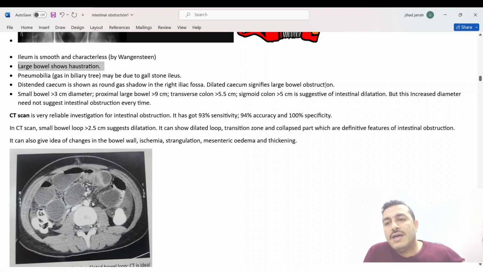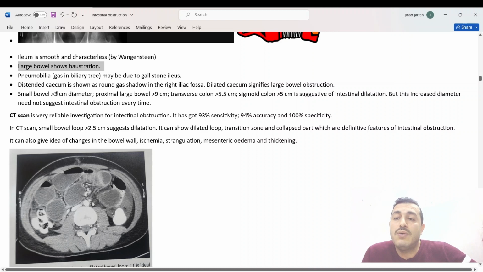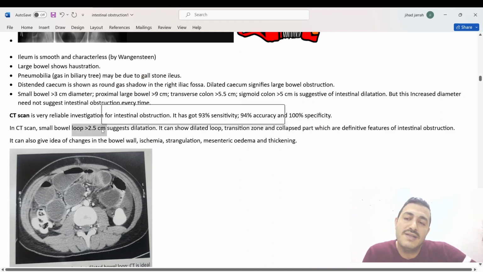Okay, small bowel diameter: to say that we have obstruction, the small bowel should be above 3 centimeters. Some literature says 2.5. In this book, they said that the small bowel on the X-ray should be above 3 centimeters in diameter, and on CT it should be above 2.5 centimeters.